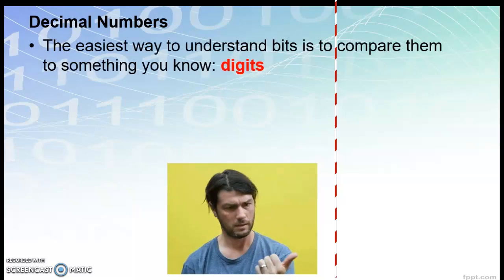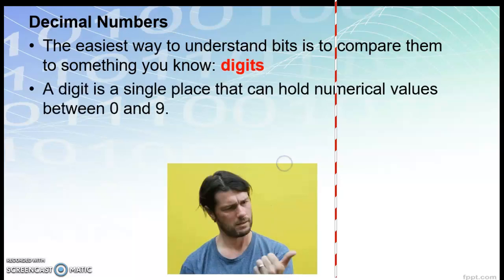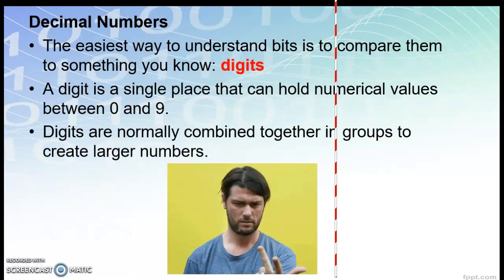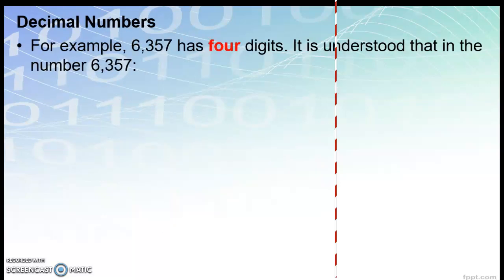So decimal numbers there, the easiest way to understand bits is to compare them to something you know, digits. A digit is a single place that can hold numerical values between 0 and 9. Digits are normally combined together in groups to create larger numbers. So this number here, 6,357.